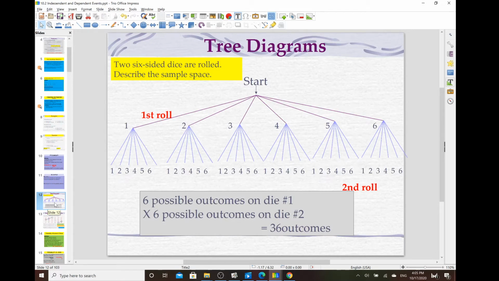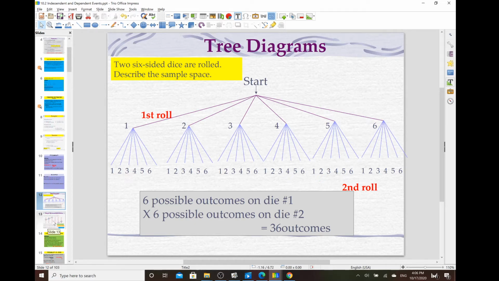So let's say we do have a tree diagram. Let's say we have two 6-sided dice, and describe the sample space. The sample space is the set of all possible outcomes. For the first die, you can roll 1 or 2 or 3 or 4 or 5 or 6. And the second die, same kind of possibility. So 1, 2, 3, 4, 5, 6, 1, 2, 3, 4, 5, 6. If you just multiply it out, 6 times 6, the total possible outcomes would be what? 36 outcomes.